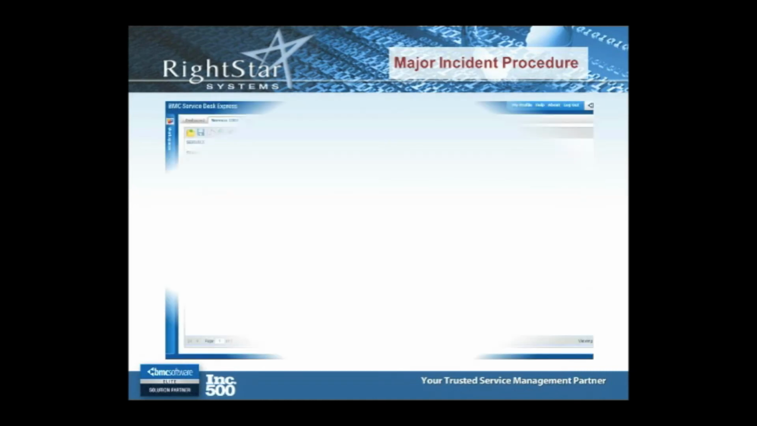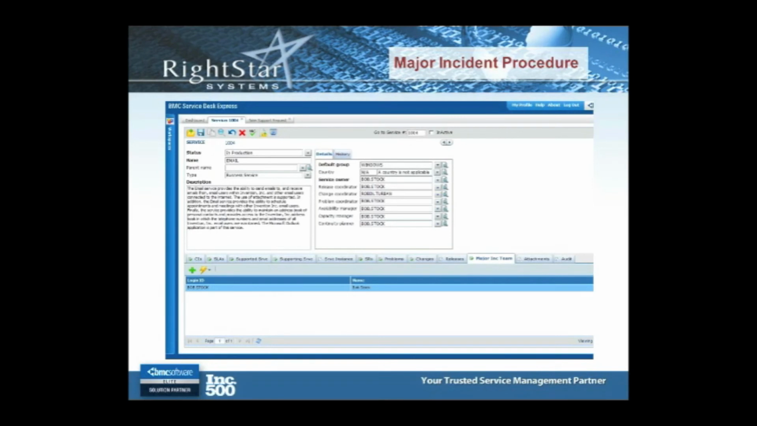At that point, the service owner would have the ability to assemble the major incident team and go through resolution. This is another screenshot of the actual service form, and here you can see the major incident tab that's listed here. In this case, we have Bob Stock as the only member of this major incident team. Simply by adding as many staff members as you wish, they're a part of that major incident team for that given service. So the major incident team is defined on a per service basis.